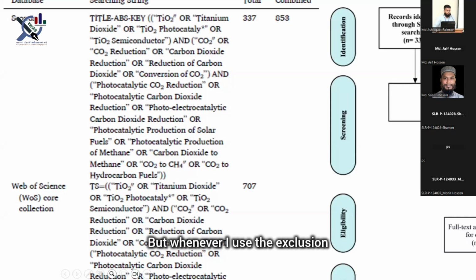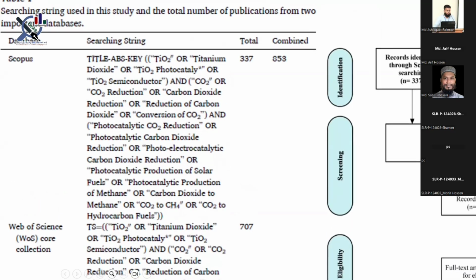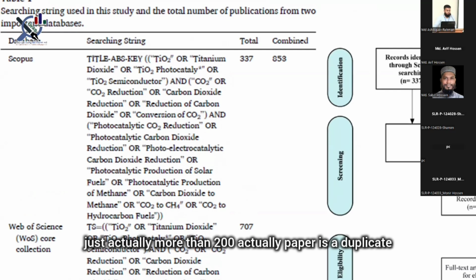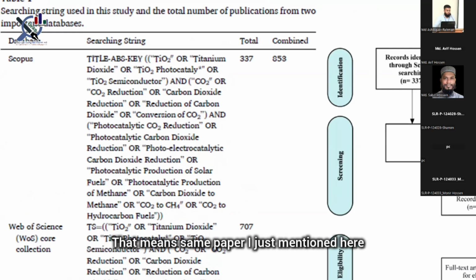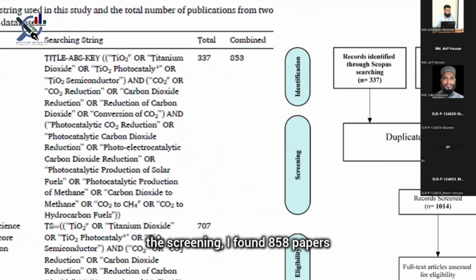But when I applied the exclusion, I excluded the duplicates. That means there are some articles that appear in both Scopus and Web of Science. Then I found 858 papers. Compared to 1050, more than 200 papers were duplicates, meaning the same paper mentioned twice. So after applying the screening, I found 858 papers.